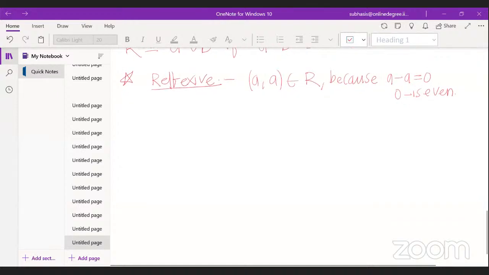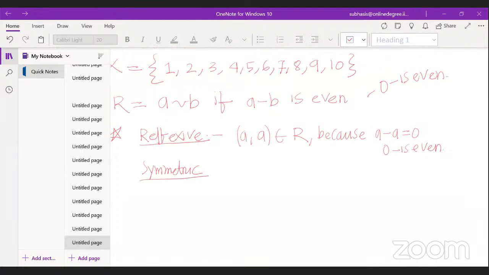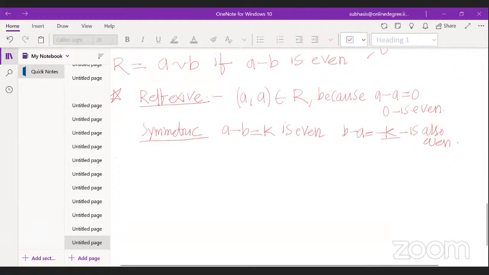Next, symmetry. So the next thing is whether this relation is symmetric. Can you tell me whether this relation is symmetric or not? Yes, sir, it is symmetric. Because if A minus B, which is K, is even, then B minus A, which is minus K, is also even. Yes, right?